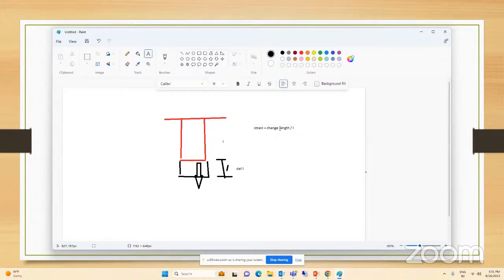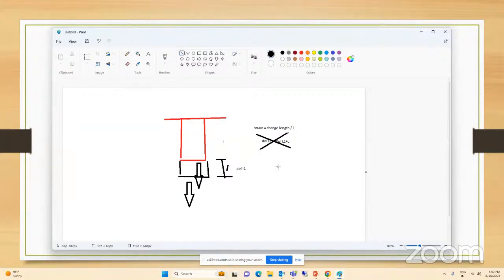For example, if we apply another force over here, what will happen? Strain is equal to change in length, del L, divided by the original length plus the elongated length, with the change being del L1. If you do it like this, it gives a lot more calculation, and it will be very difficult to analyze and find out the strain.